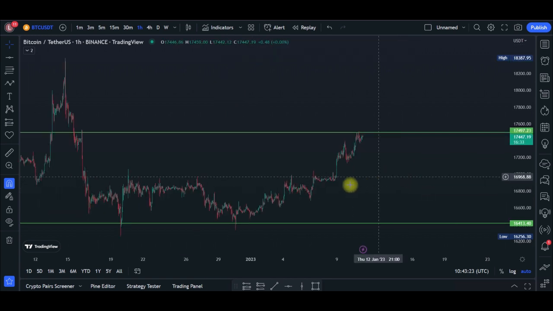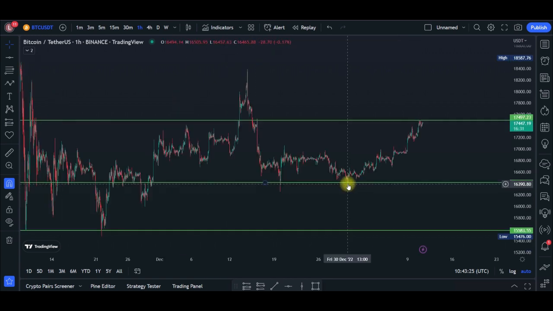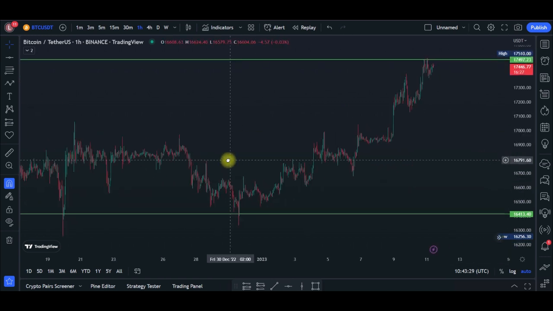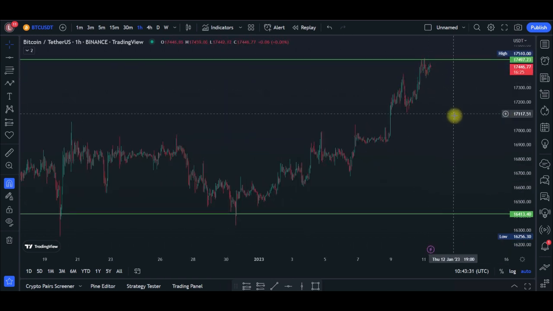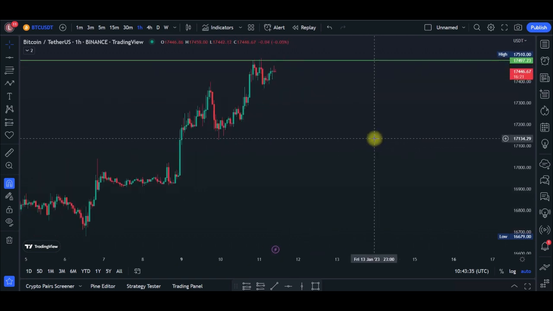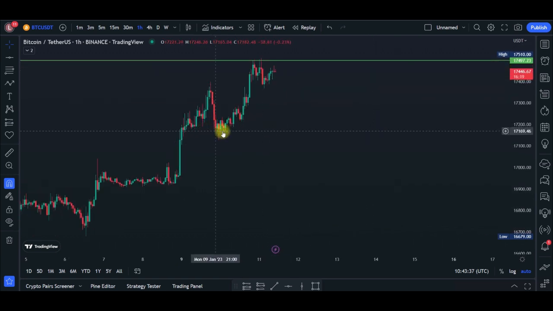So if you want to become a price action trader, what you are looking for is where the market will go. Right now the market is struggling with 17,500. If this market breaks this level here, that is when you start looking for break of structure.